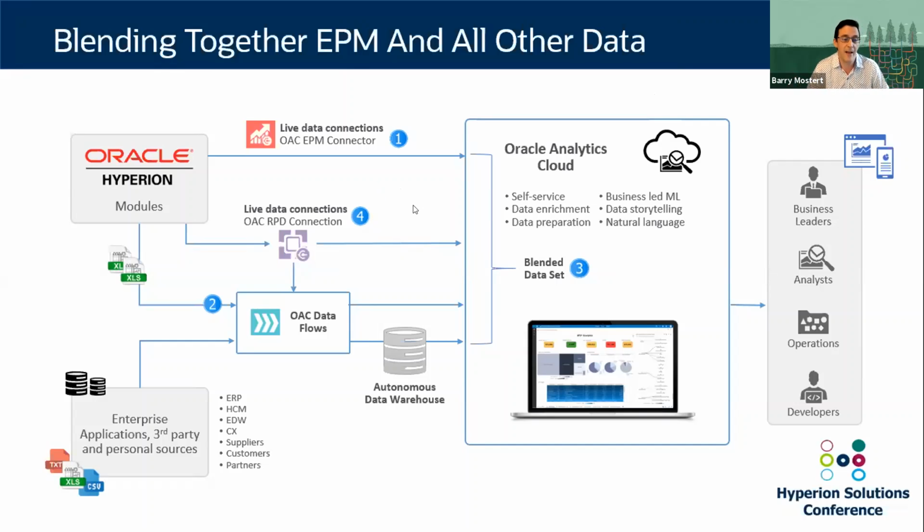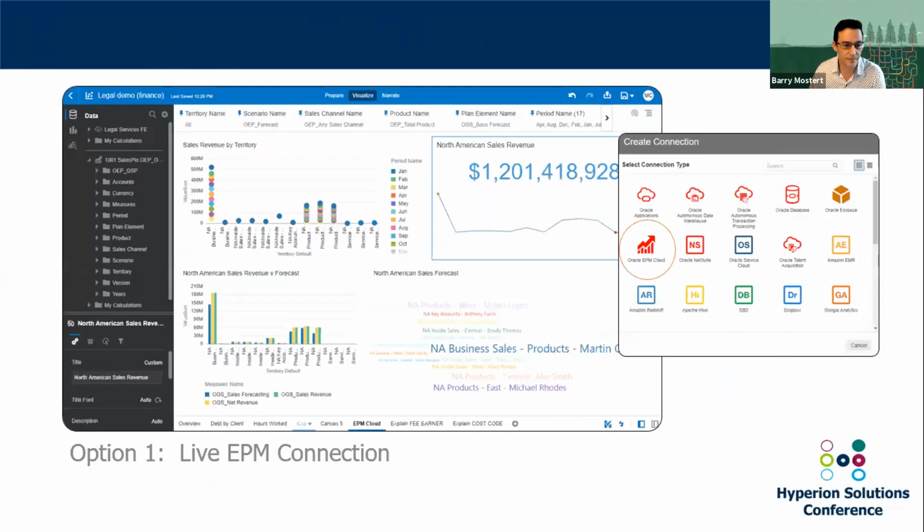And some customers may have multiple EPM systems, or they're transitioning from the on-premises planning and budgeting to the newer EPM cloud. This way you can bring data from both of those together to get a complete view. So let's move on, Mitch. Let's have a look at these things. Here's the first one. Let's look at this live EPM connector. As I said, it's going to connect OAC directly to the EPM cloud.